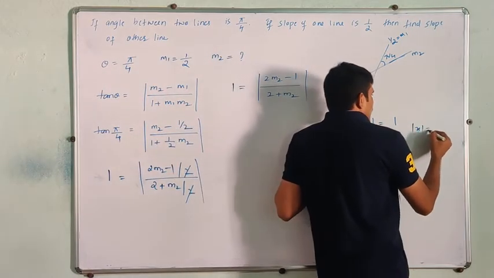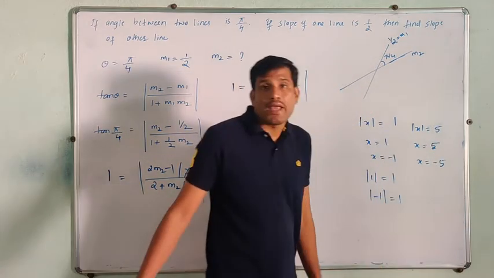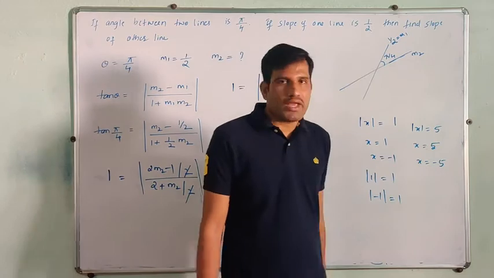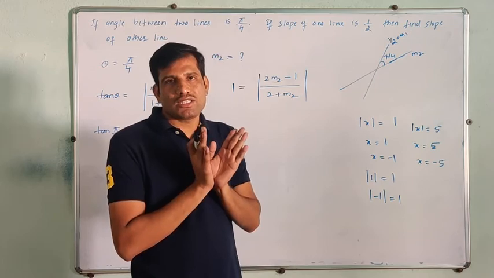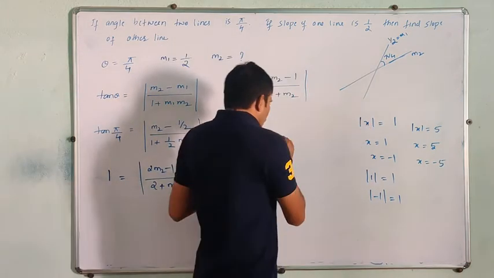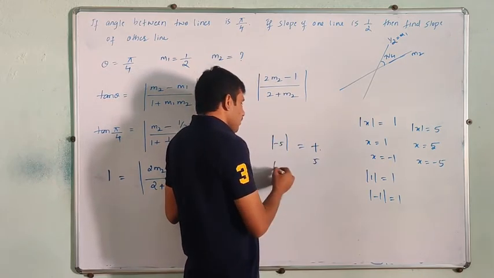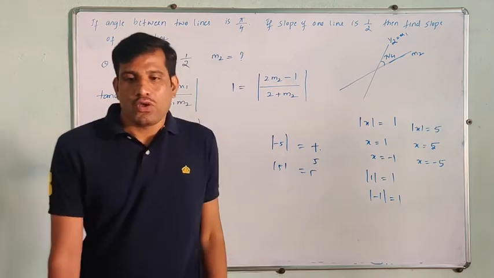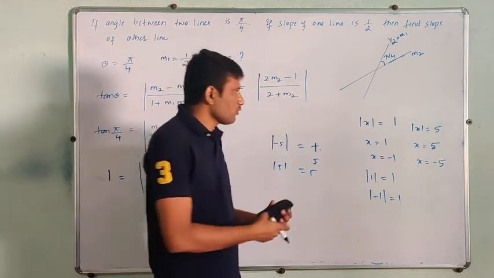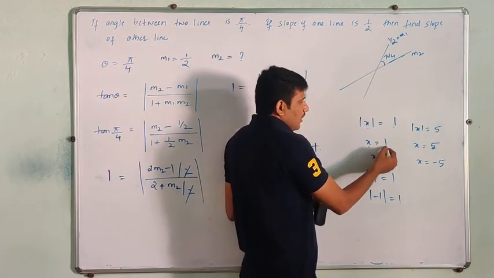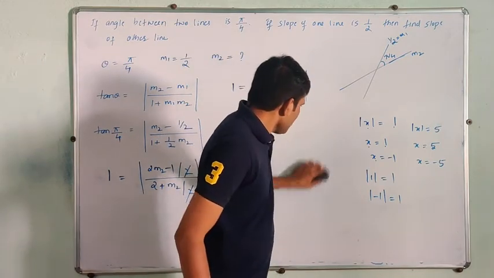If |x| is equal to 5, this implies that x value can be plus 5 or that x value can be minus 5. Because mod of plus 5 is also plus 5, mod of minus 5 is also plus 5. Mod means it is absolute value, that is always a positive value. So when we have mod of any value, it is always positive, whether it is negative or positive. Therefore, if you want to remove this mod, you have to take two values, one is plus 1 and one more is minus 1. If |x| is equal to 1, x value can be plus 1 or x value can be minus 1. Right? So now, right side we have a mod.